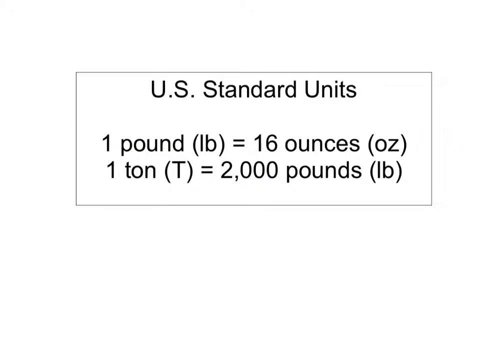These are the conversions that you'll need to know for the lesson. 1 pound equals 16 ounces. 1 ton equals 2,000 pounds. Notice the abbreviations for pounds, ounces, and tons because we're going to use those throughout the lesson.